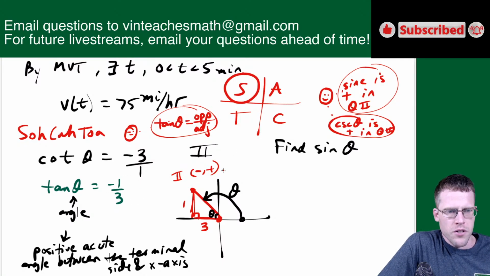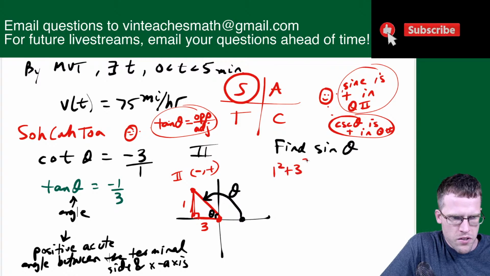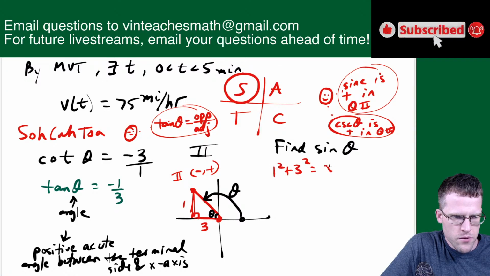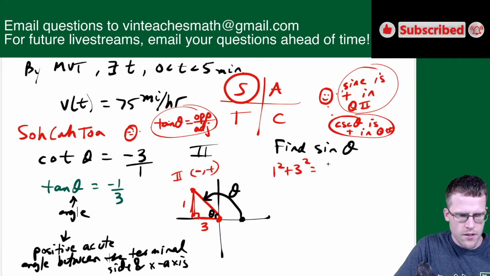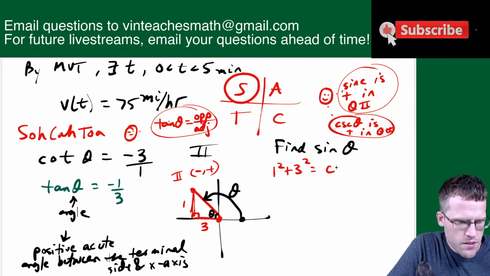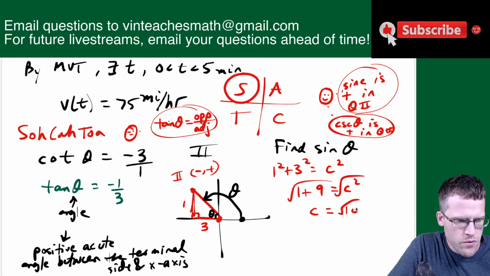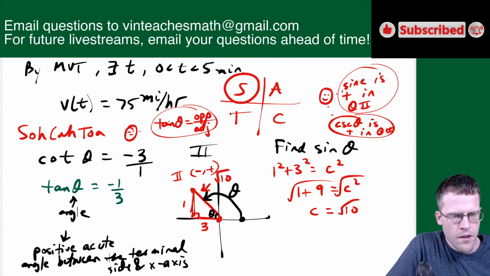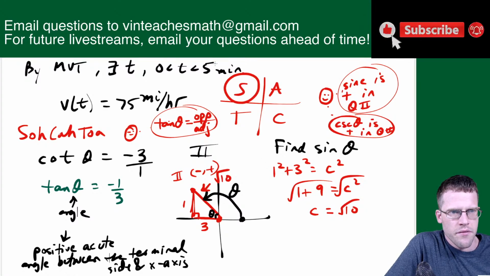But now how does this help us? We use the Pythagorean theorem to get the hypotenuse. So 1 squared plus 3 squared is equal to the hypotenuse squared. I'll just call it x. Actually, x is a bad letter because that's the x-axis. I guess I could use c. So this would be 1 plus 9 equals c squared. Take the square root, and this tells us c is equal to square root 10. So this hypotenuse is square root 10. So then what we do with this, now we're just trying to find sine of theta.